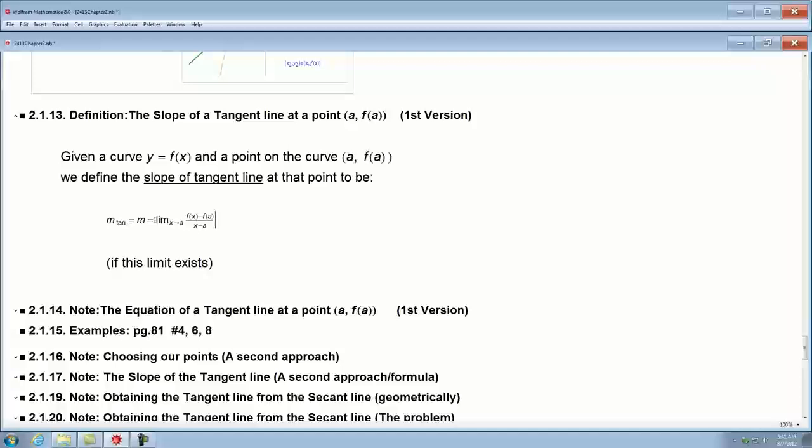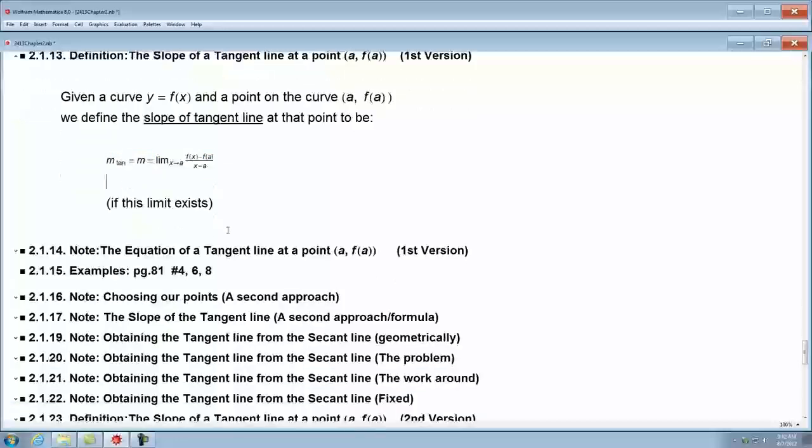Now remember, since we're taking a limit, we need to make sure that this limit exists. We saw that sometimes limits don't exist, so when that happens, you may not have an answer. But in this case, this will at least allow us to try and get a slope of a tangent line.